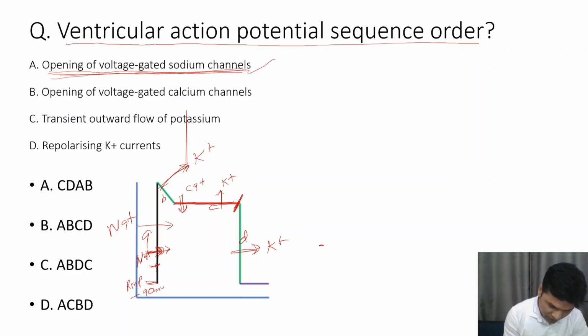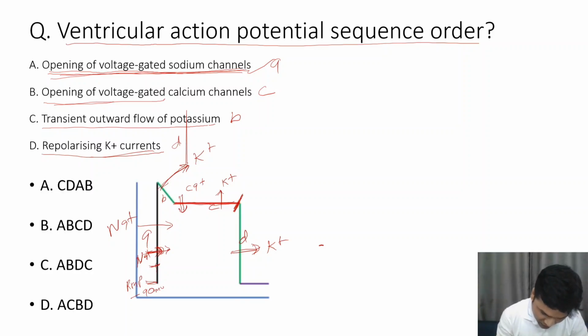Opening of the voltage gated sodium channel is the first, A. Opening of the voltage gated calcium channel is actually C. Transient outward flow of potassium is actually B, and the repolarizing potassium current is D. So the sequence will be, sorry, A, C, B, and D.